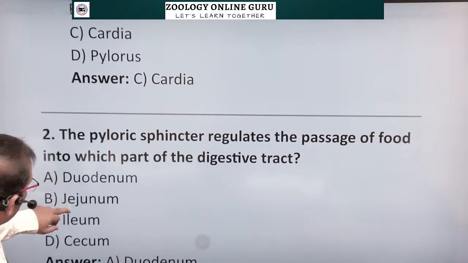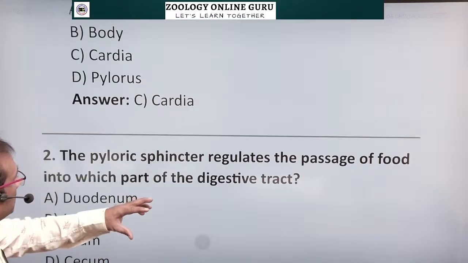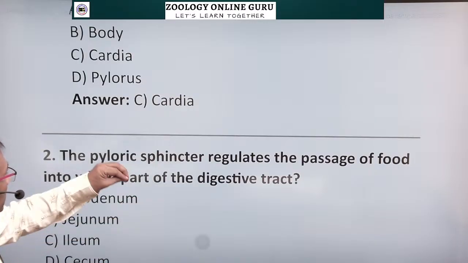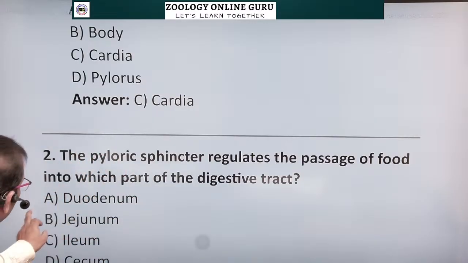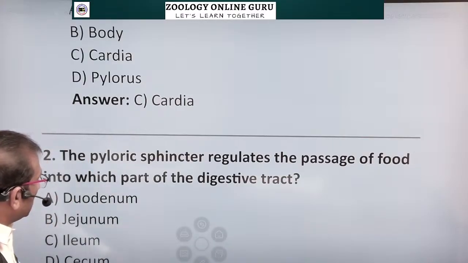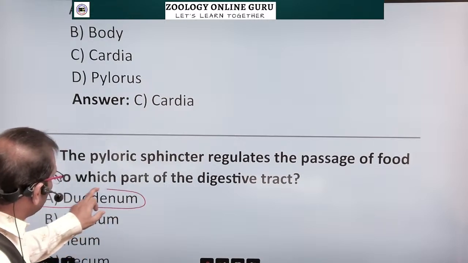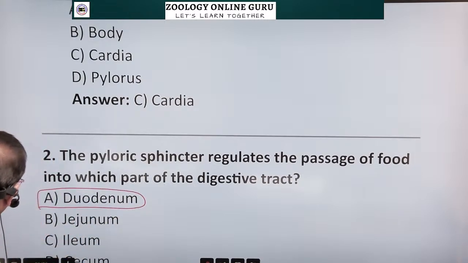Next question. The pyloric sphincter regulates the passage of food into which part of the digestive system? So from the pyloric stomach, the food enters into the U-shaped duodenum. So here the answer is the U-shaped duodenum. In the duodenum, the food enters into that one. Okay. Next.